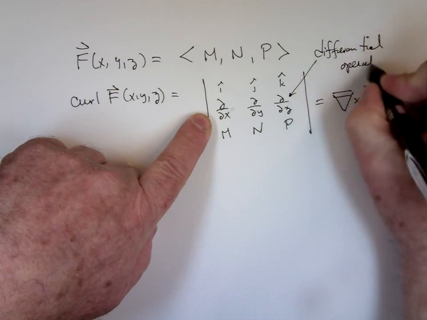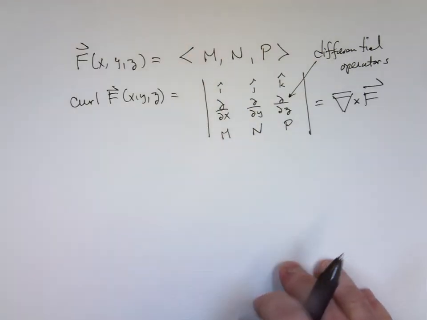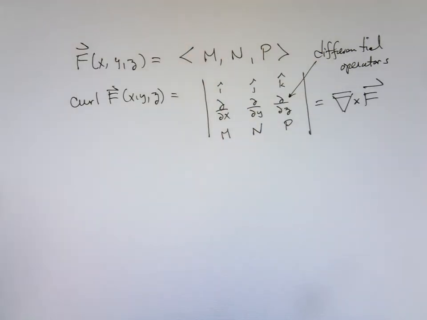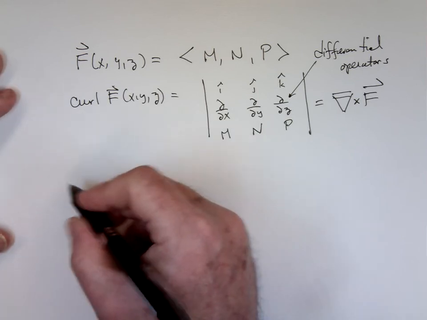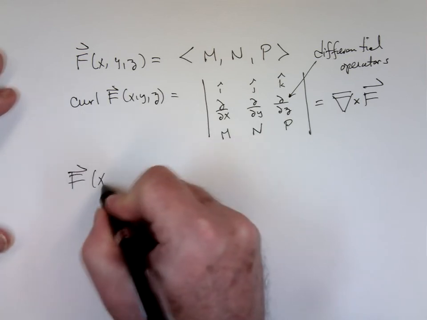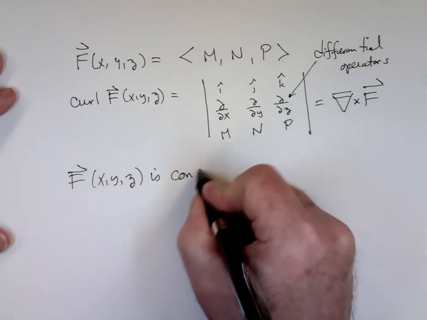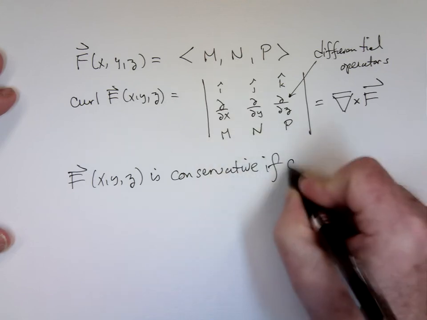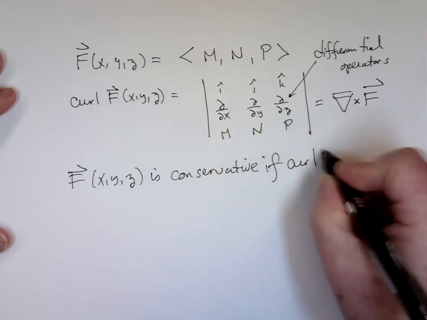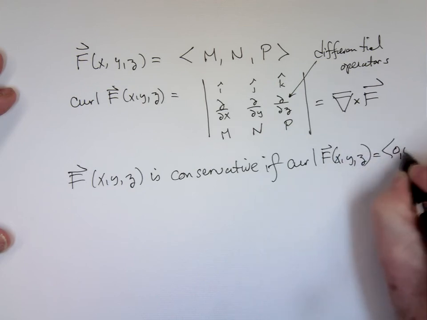And let's do an example of one, okay? Let's suppose we have, and I got to do one more thing here, the definition. The vector field in 3-space is conservative if the curl is the 0 vector.